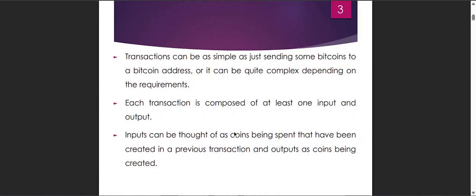So here is how the transaction has happened. The transaction is simple, by sending some bitcoins, and Bitcoin addresses can be quite complex depending on their requirements. Each transaction is composed of at least one input and one output.